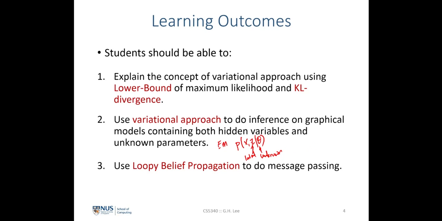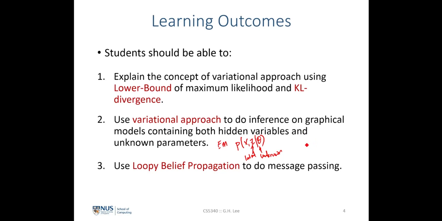In today's lecture, we will see that this can be done concurrently. This means that we will concurrently infer z and theta without a need for doing the alternating approach, using what we call the variational inference algorithm.